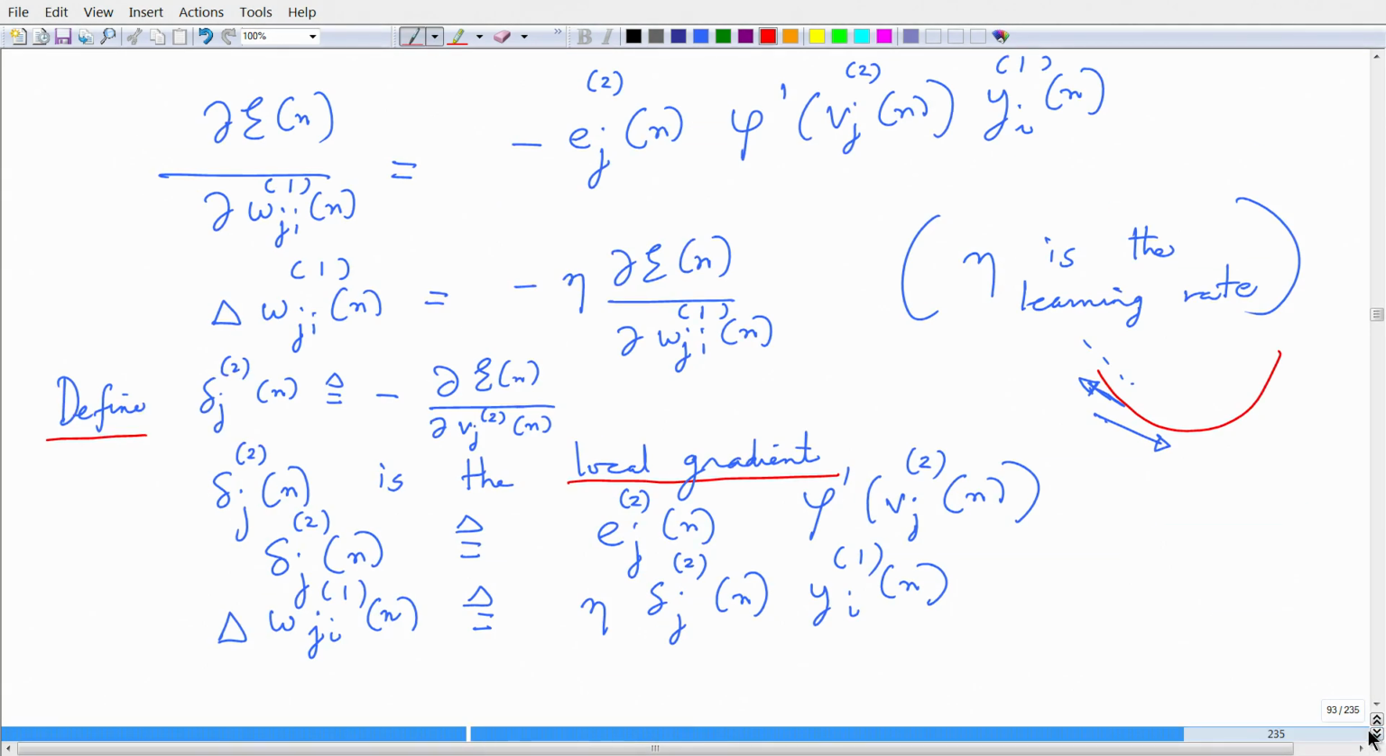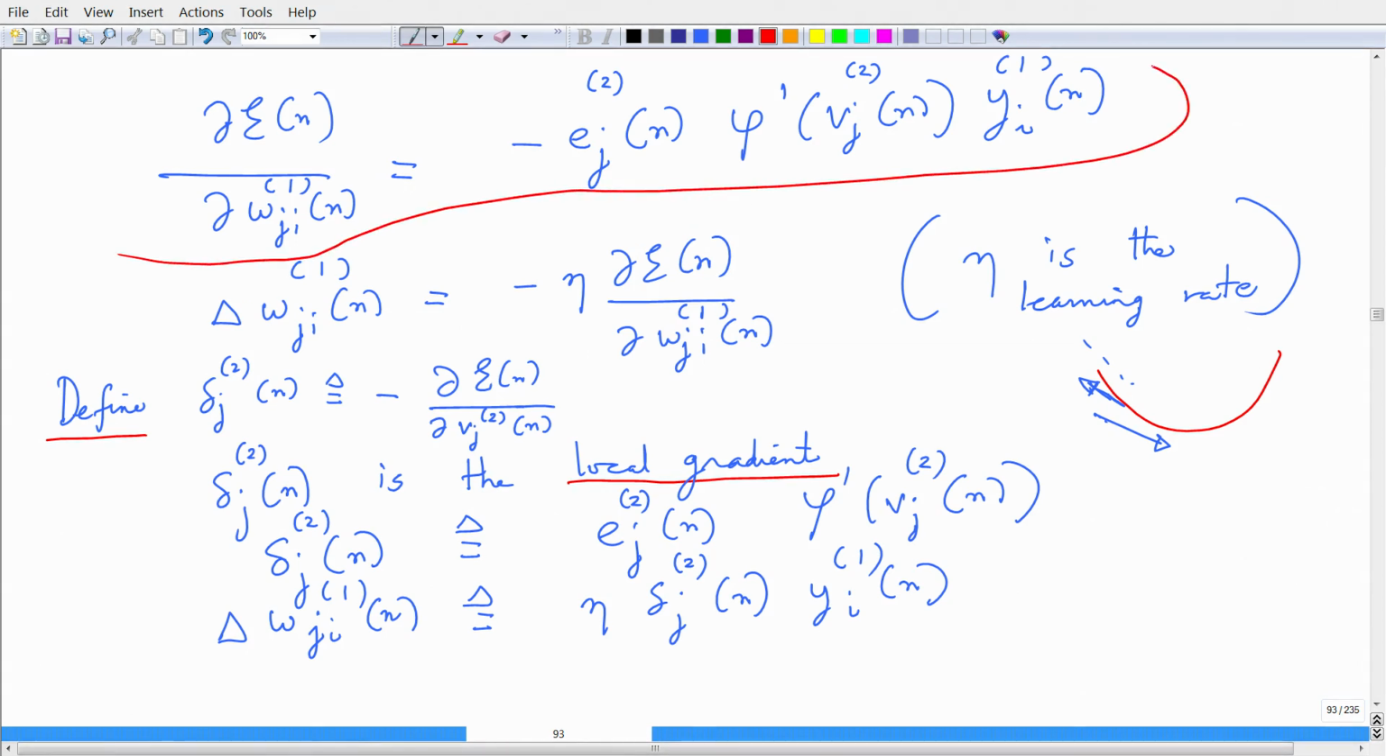Okay. So, now we get our partial derivative of the total instantaneous energy with respect to the synaptic weight Wji within the hidden layer, and that evaluates to this quantity. This is straightforward. Just multiply all the terms within the chain rule and you get this quantity here.